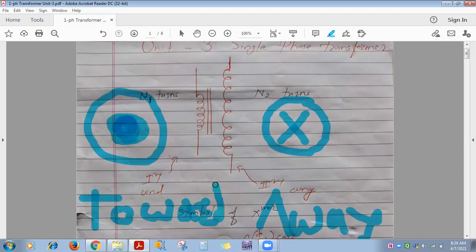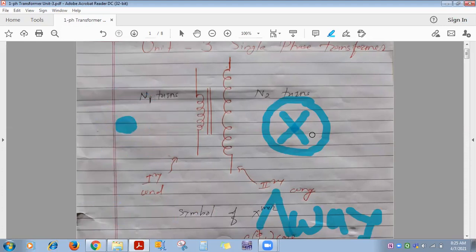Yes, ma'am. So this is away from observer and toward the observer. What is it? Current direction. So the circular one is a conductor, and this cross and dot is a current direction. Now consider that conductor carrying current away from the observer. So away from the observer means cross.